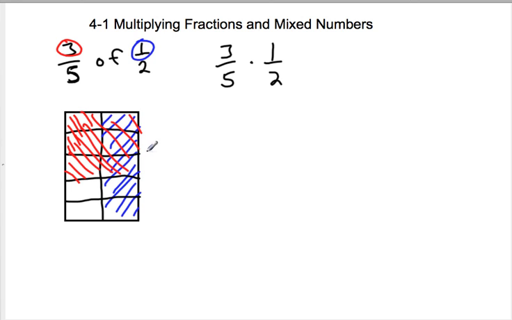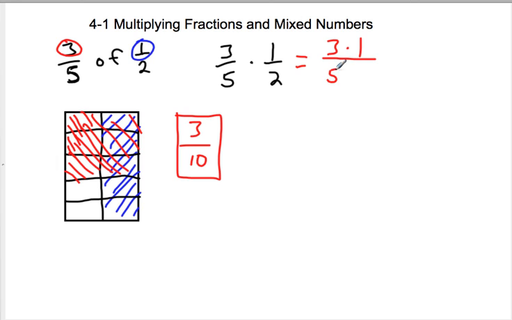this part that's double shaded, these 3 boxes, will be the numerator, so 3, and the total number of boxes, which is 10, will be the denominator. So 3/10 is going to be the answer. The rule for this is when you're multiplying fractions, the two top numbers get multiplied together and the two bottom numbers get multiplied together. So the answer is 3/10. So I'm going to do some more examples here.